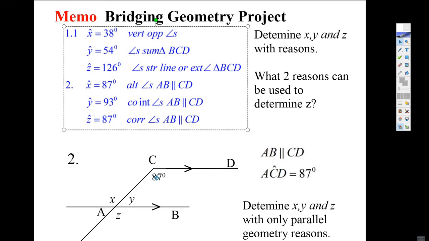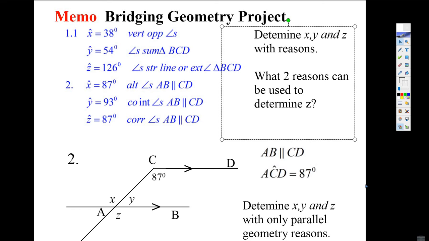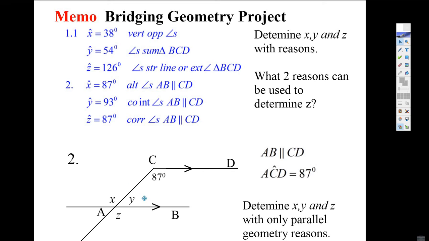Well, the first one, x and 87 are alternate angles. They alternate on either side of this transversal. So x is 87 degrees, alternate angles are equal, and you've got to name the parallel lines, AB parallel to CD. That's why you're able to say they're equal. Okay, whoops, let's try the next one.